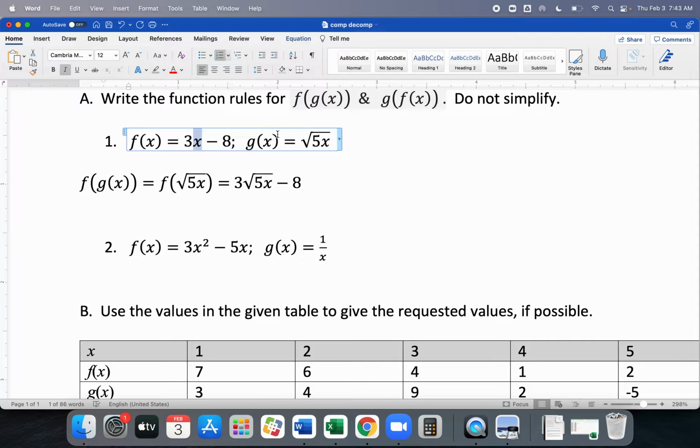The minus 8 is going to be underneath the square root sign, because if I want to do, let's see, let me copy and paste again. g of f of x.